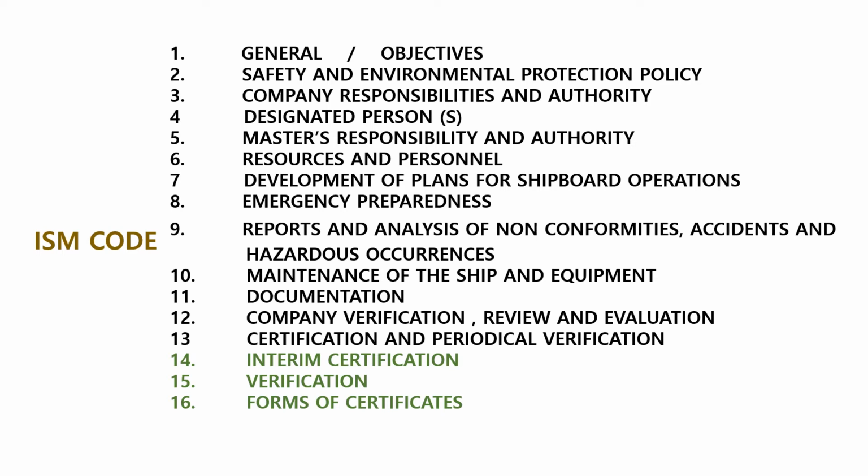Chapter 2, Safety and Environmental Protection Policy. Chapter 3, Company Responsibilities and Authority. Chapter 4, Designated Person. Chapter 5, Master's Responsibility and Authority. Chapter 6, Resources and Personnel. Chapter 7, Development of Plans for Shipboard Operations. Chapter 8, Emergency Preparedness. Chapter 9, Reports and Analysis of Nonconformities, Accidents and Hazardous Occurrences.